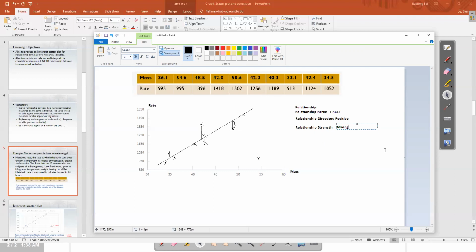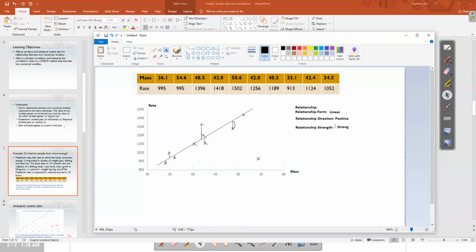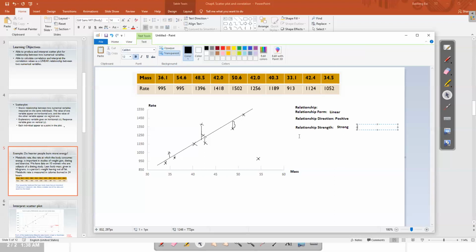And if you are able to compare two scatter plots, it will be easy to identify which one is stronger and which one is weaker. Okay, but strength is about the total amount of deviations. And the next thing we can get from the scatter plot is the relationship outlier.